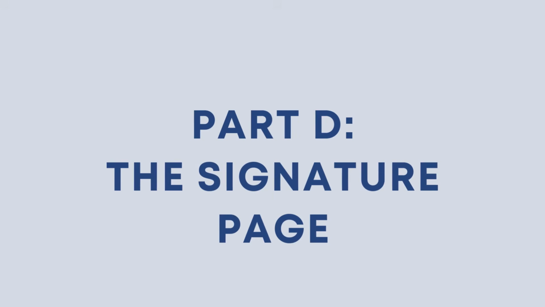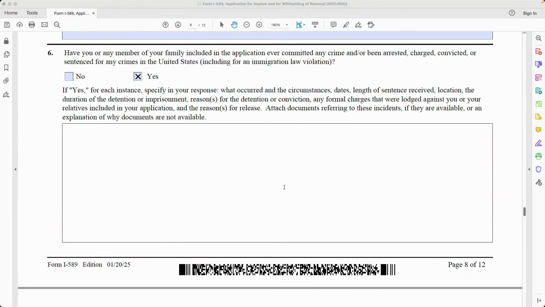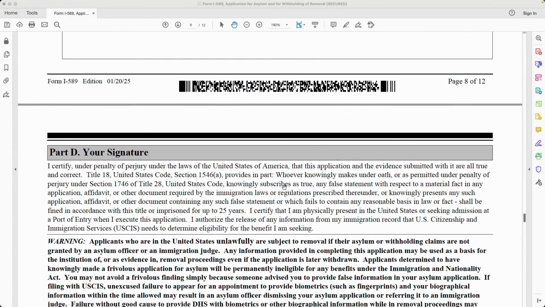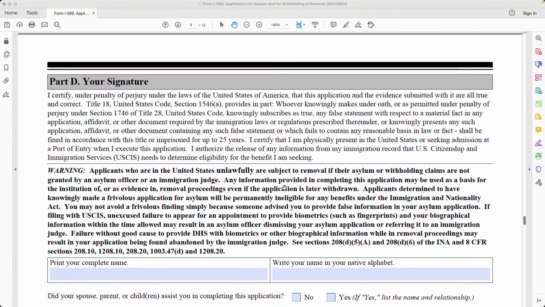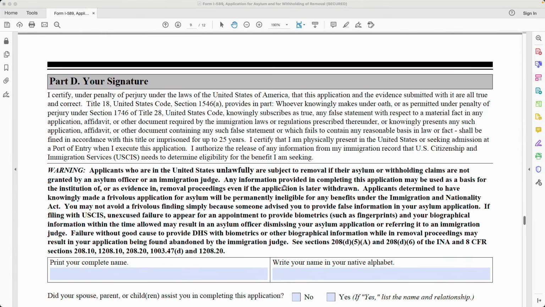Part D, the signature page. In Part D, you will see here an oath that you make by signing the application. The oath states that you are filing the asylum application in good faith. That means that it is based on an honest fear of returning to your country and that the facts you provided in your application are truthful.